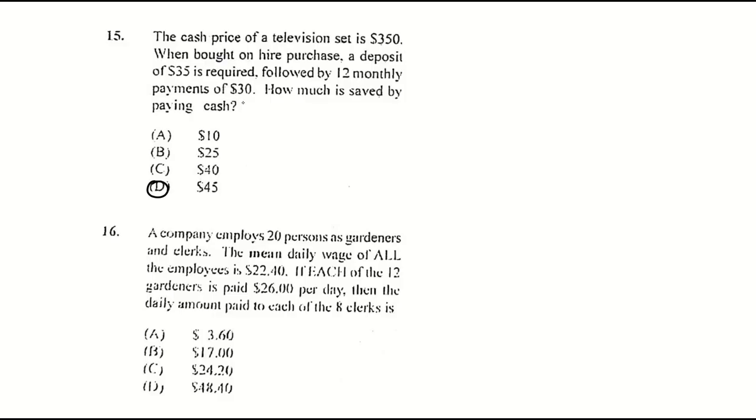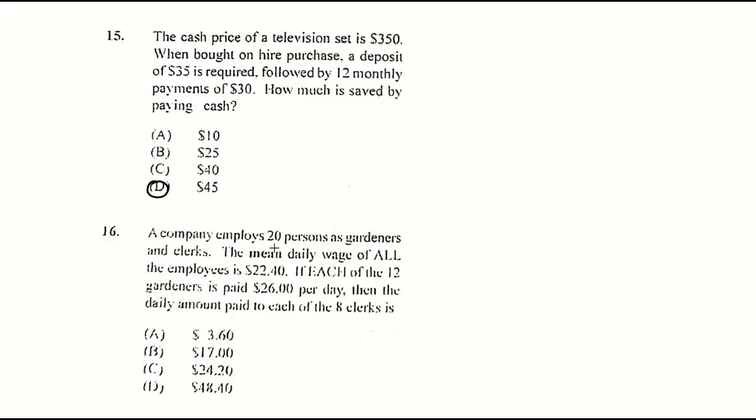12 by 30 is 3600 plus 35. $360 plus 35 is 395. 350 minus 395 is 45, right? This one here is our next repeated question.